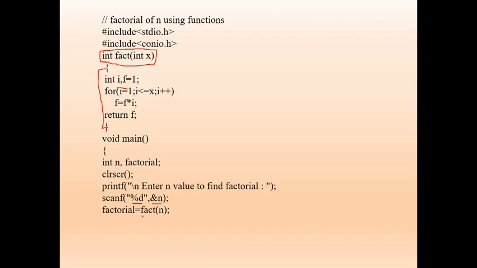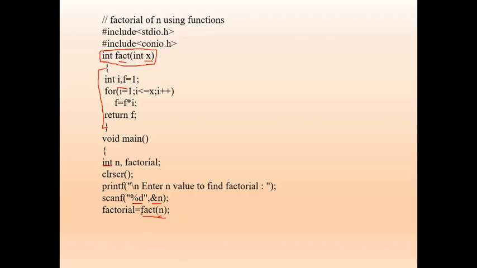Factorial equal to fact of n. Here I am calling the function fact. You see, the name is matching. Fact, name is matching. Number of parameters is 1. Type of the formal parameter x is int, and in the function call n is of type int. So number of parameters matching, type of parameters matching, order of parameters matching, and name matching.